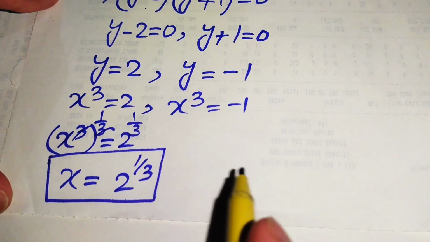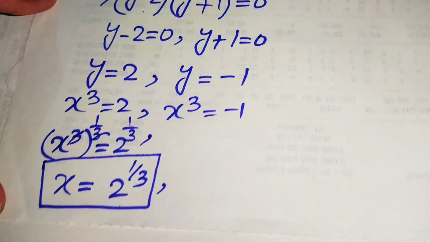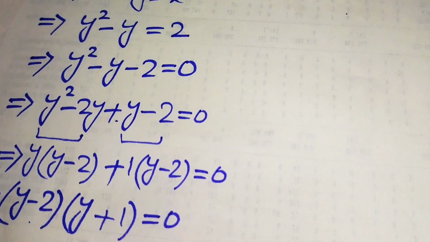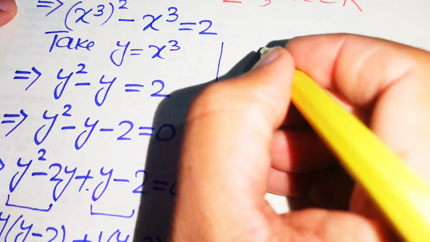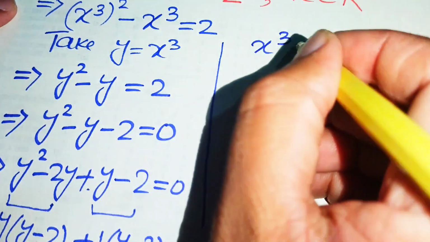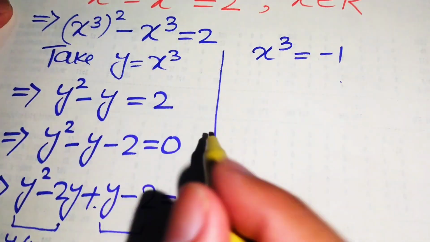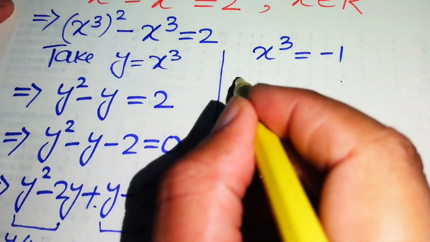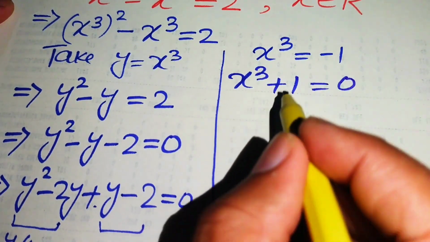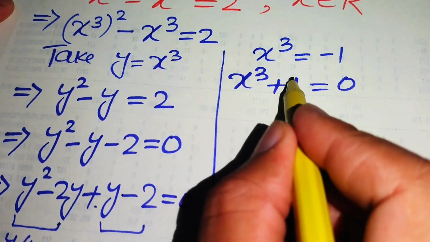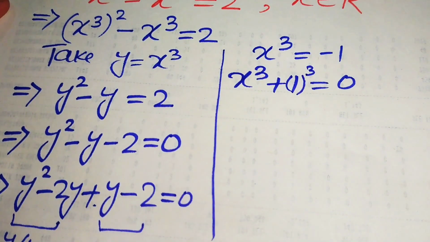Now, in order to find the other real roots, we need to solve this cubic equation. First we copy down this equation, x cubed equals minus 1, and now we solve it. We move this minus 1 to the left hand side and it becomes x cubed plus 1 equals 0. If we make the cube of this 1, then it becomes x cubed plus 1 cubed.